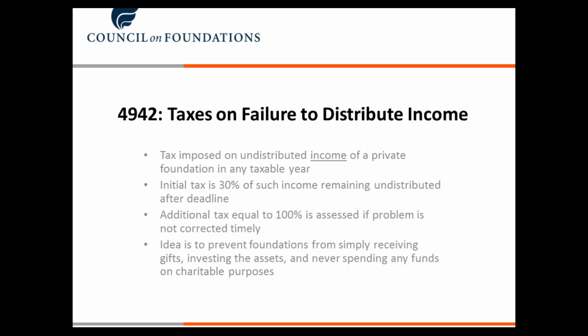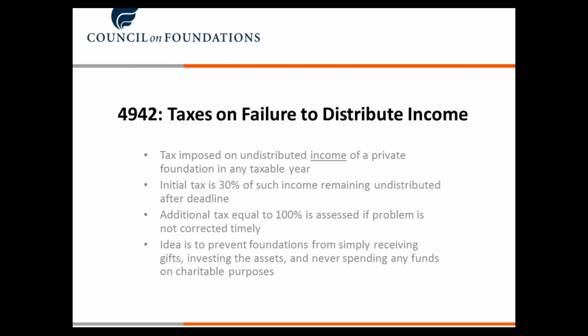So as I said, so many sections in the code start by assessing a penalty tax or some kind of tax, and 4942 is no exception. In fact, it's titled Tax on Failure to Distribute Income. This is a section that applies only to private foundations. So if you're not a private foundation and you're listening in, that's great. This is good information, but please be aware it only applies to private foundations.